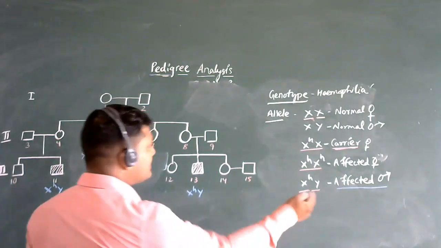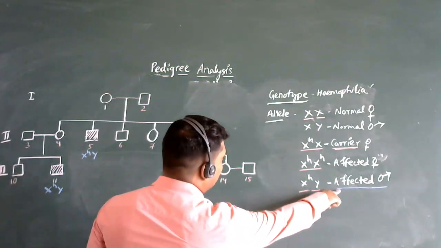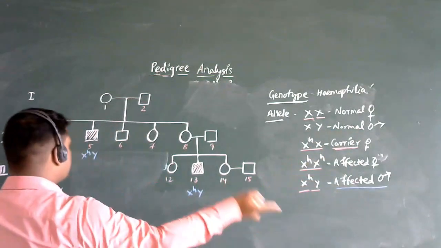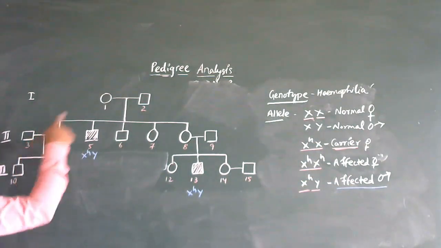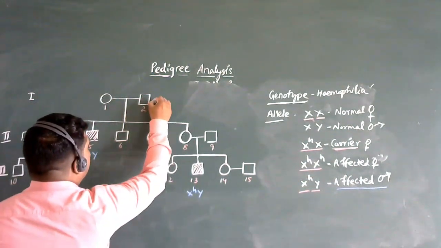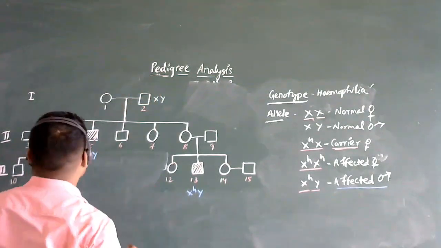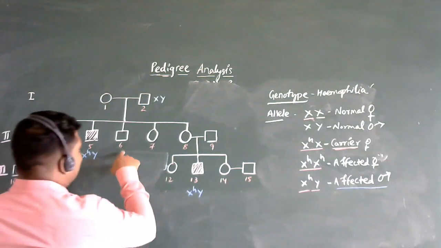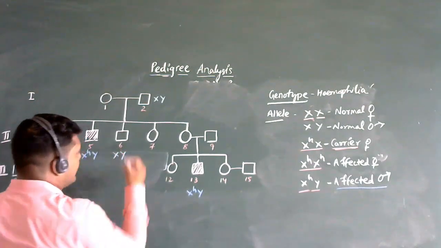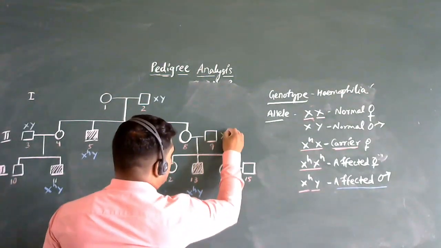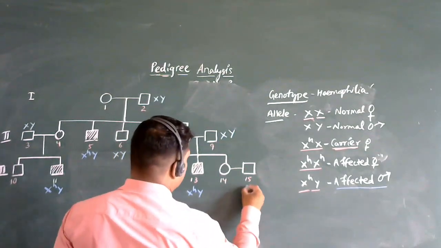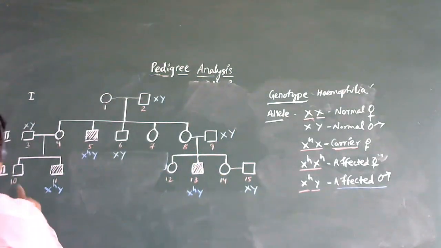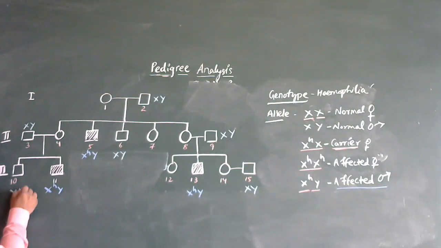Why? Because they can be affected or they can be normal. There is no carrier condition. So all the males, I'm going to start with this. Here it is going to be XY. Now number 3 is again a normal male, so XY. Number 6 is a normal male, so XY. Number 9 is a normal male, so XY. And number 15 is a normal male, so XY. And here number 10 is a normal male, so XY.